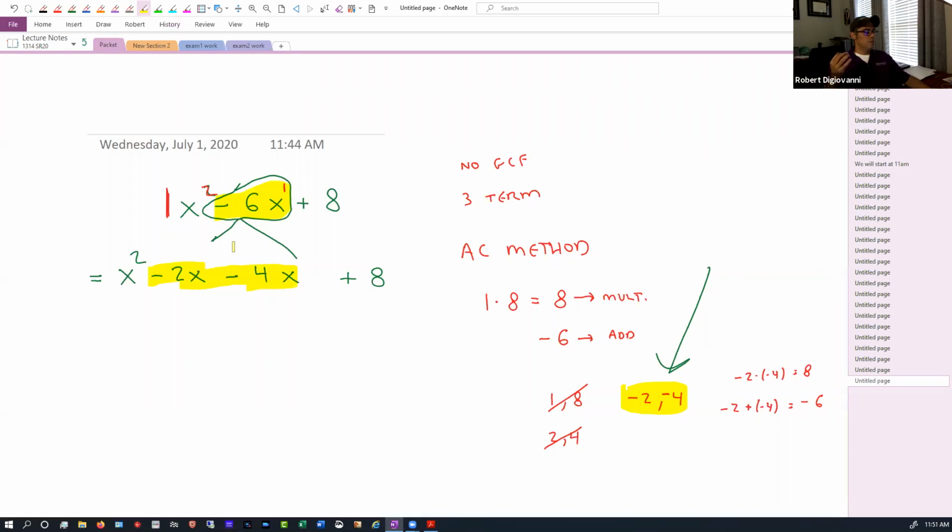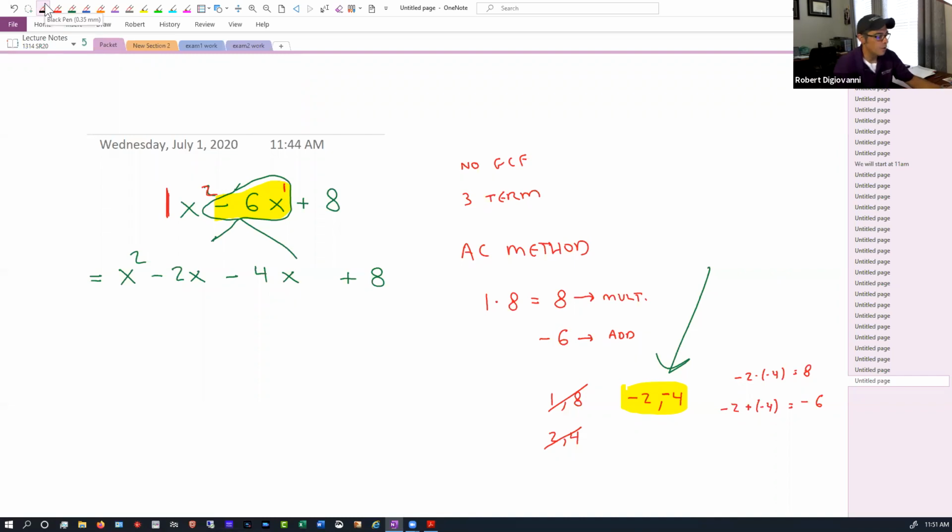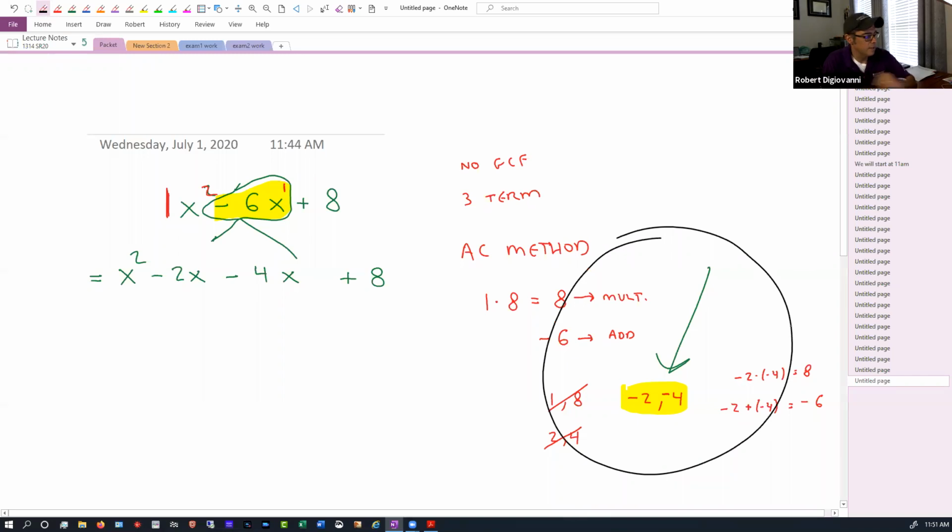So why would I go through this trouble? Why rewrite negative 6x as something more complicated? Can anyone tell me what I'm going to do now? Grouping. That's right. How many terms do we have now? We have 4 now, don't we? We have 4 terms. We've turned 3 terms into 4 terms, but we had to do this weird thing over here on the side. So now I go past my second term, put a little divider, pull out a GCF on the first one.